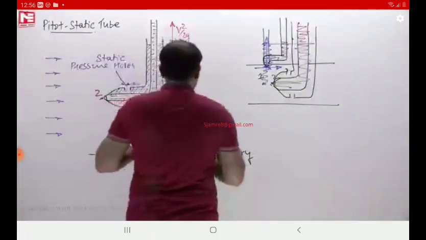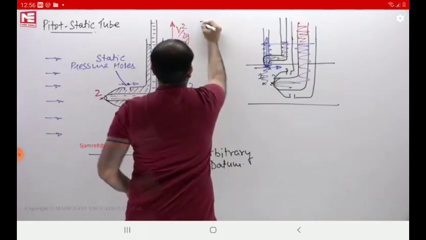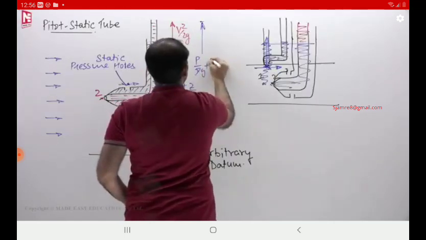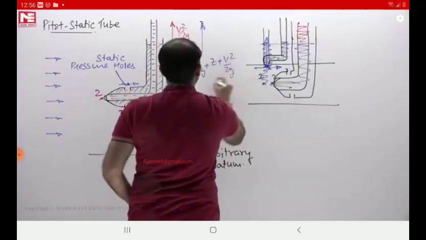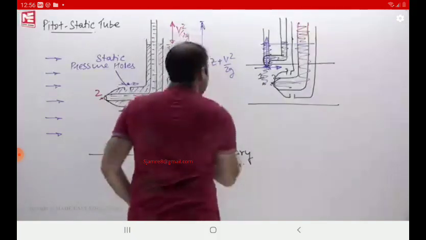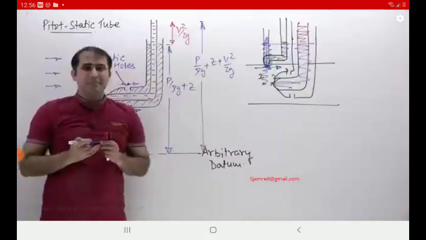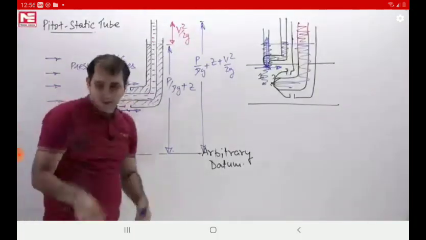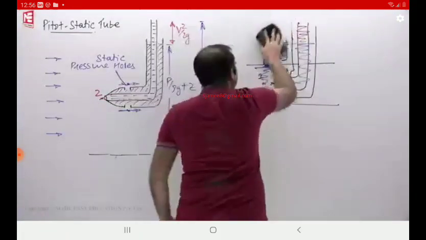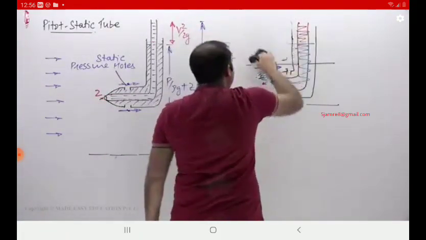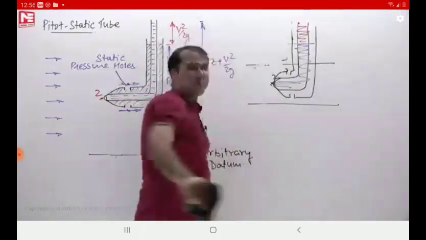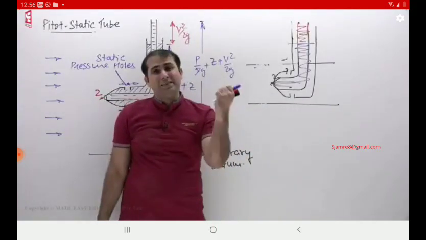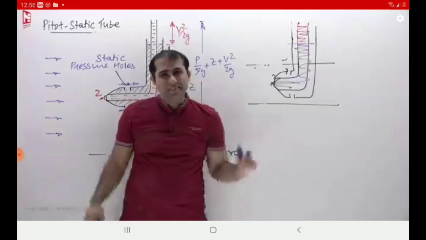And the total, if you are looking, this is the total head: P by rho G plus Z plus V square by 2G. So in this way, if your device has been modified like this, there is no need to put this. If you modify your device this way, then stagnation as well as static both measurements are there. I think so, the point is clear.